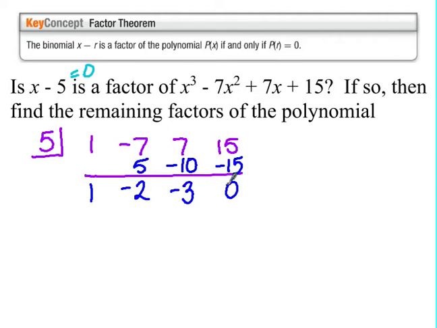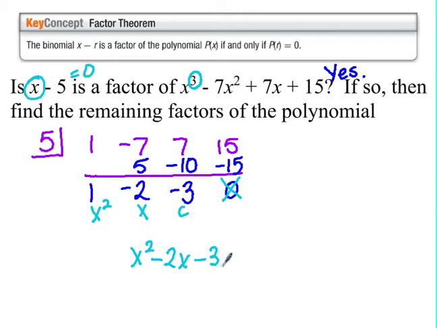It's 0 here. So since it's 0, that is in fact a factor. So is it a factor? Yes. Now it says, if so, find the remaining factors. If this is the remainder, this is gone. Now, if you remember when we did synthetic division, we would now attach x's to each of these. I started with x cubed, right? If I divide that by x, what power of x am I left with? Squared. X squared. Very good. And then this is x, and this is my constant. So really what I'm left with is x squared minus 2x minus 3.